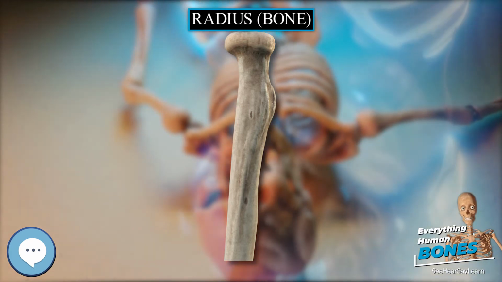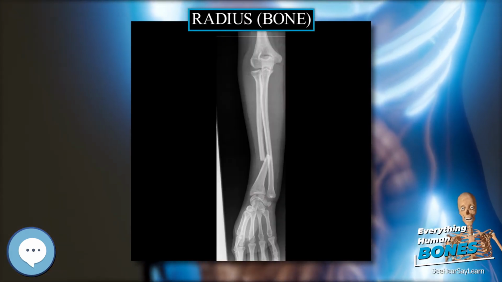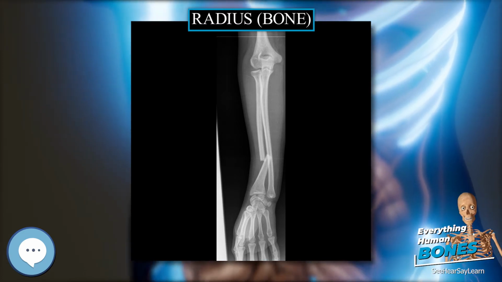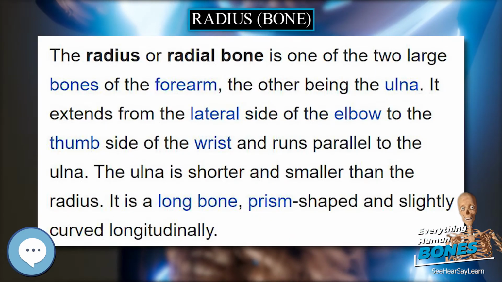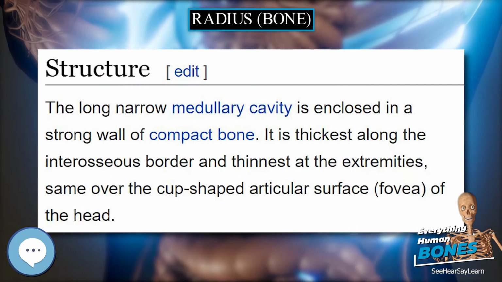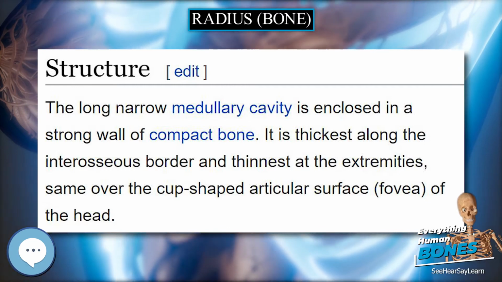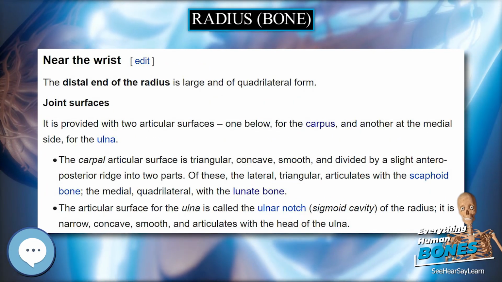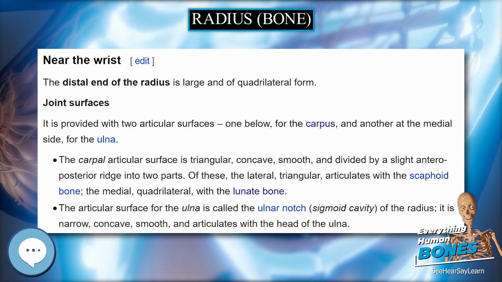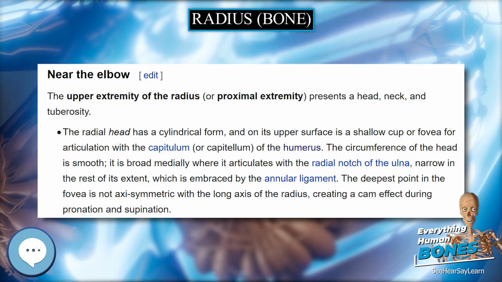Body. The body of the radius, or shaft of radius, is prismoid in form, narrower above than below, and slightly curved, so as to be convex lateralward. It presents three borders and three surfaces. The volar border, margo volaris, anterior border, extends from the lower part of the tuberosity above to the anterior part of the base of the styloid process below, and separates the volar from the lateral surface.